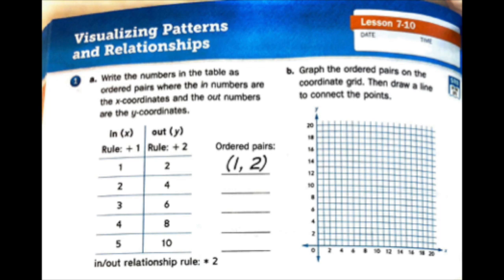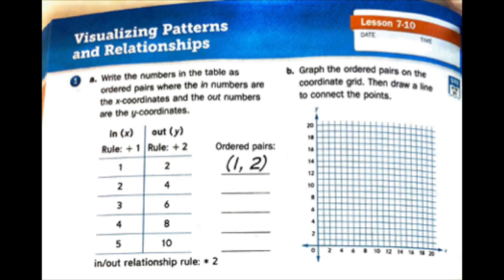If you look at the in and the out table from the math message, I want you to see that when you worked with in and out tables in the past, you focused on finding the rule that described the relationship between the in numbers and the out numbers. What is the rule that relates the in numbers and the out numbers? Well, in this case, it would be double or multiply by 2.